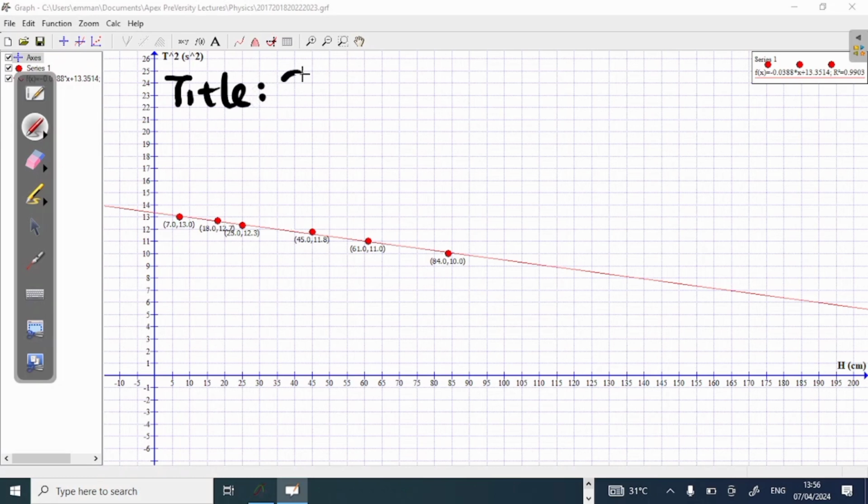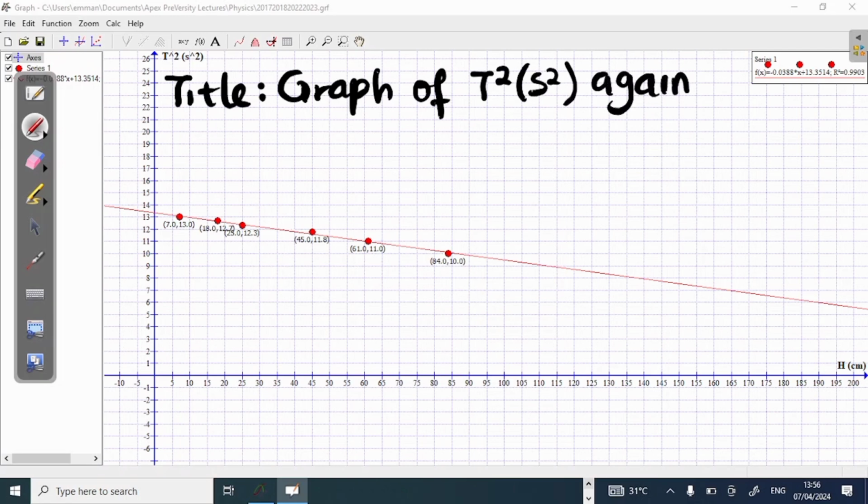So it becomes graph of t squared, where t squared is in second squared, against h, which is in cm. All right, so this is what the graph title should be. This should be a small h, okay, in cm. So this is what my graph title should be.